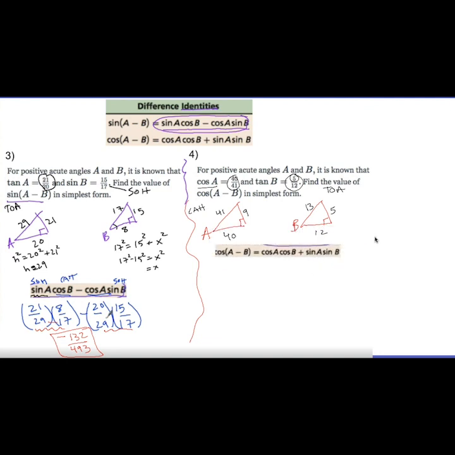So really what we want is, we'll start with the cosine of A, CAH, adjacent over hypotenuse, 40 over 41, times cosine of B, CAH, adjacent over hypotenuse, plus sine, SOH, opposite over hypotenuse of A. So opposite over hypotenuse, 9 over 41. Sine of B, same thing, SOH, opposite over hypotenuse, 5 over 13.